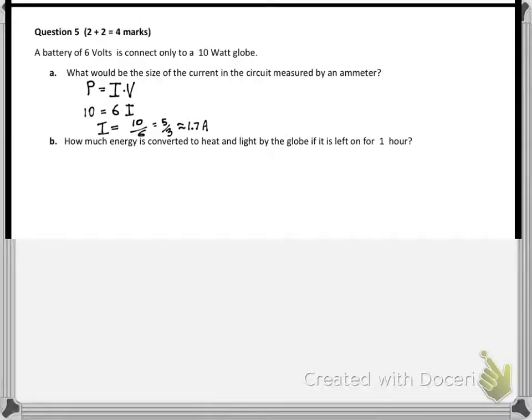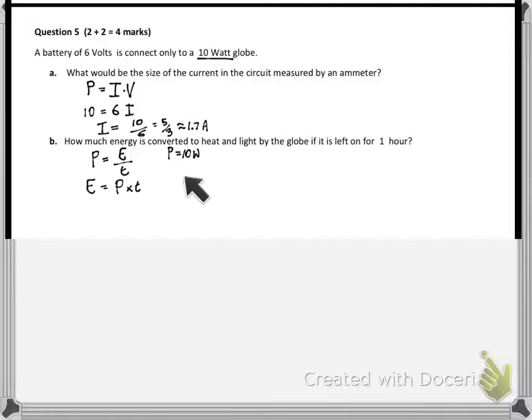There you go. Now, from that, how much energy is converted to heat and light by the globe if it is left on for 1 whole hour? Well, power is also expressed as energy divided by time. Electrical energy divided by time. So we're interested now in how much energy is used by the globe converted to heat and light. Well, electrical energy converted to heat and light is given by the power multiplied by the time of use.